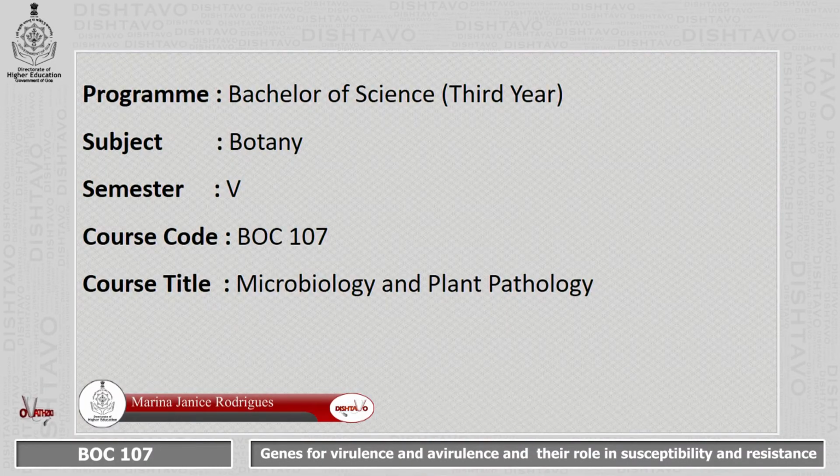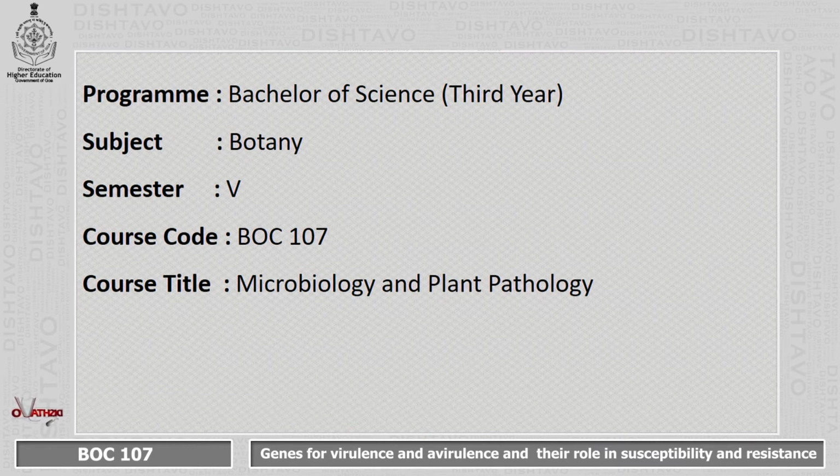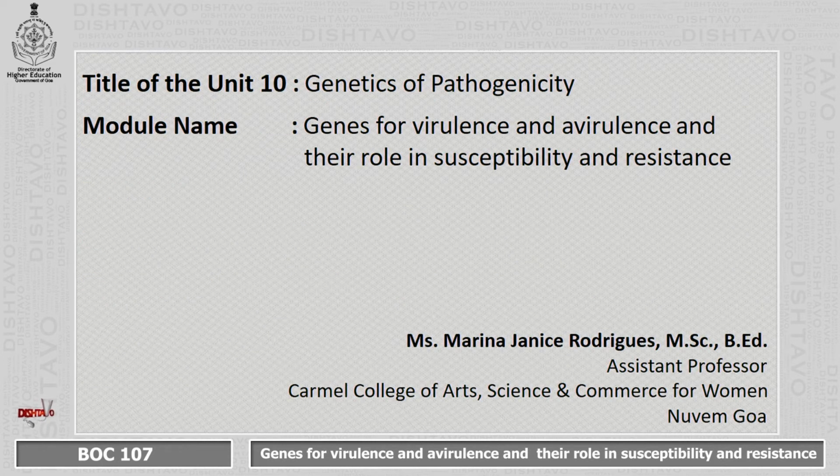Welcome to Bachelor of Science 3rd year, subject Botany, the 5th semester, course code BOC 107, course title Microbiology and Plant Pathology. This is Unit 10, Genetics of Pathogenicity.